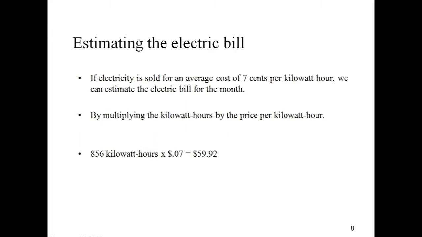Next, let us study how to estimate the electric bill. If electricity is sold for an average cost of 7 cents per kilowatt hour, we can estimate the electricity bill for the month by multiplying the kilowatt hours by the price per kilowatt hour. Remember, this is still an estimate since the power company adds a fuel factor and bills differently for the number of kilowatt hours used. This is, however, a good method for estimating.